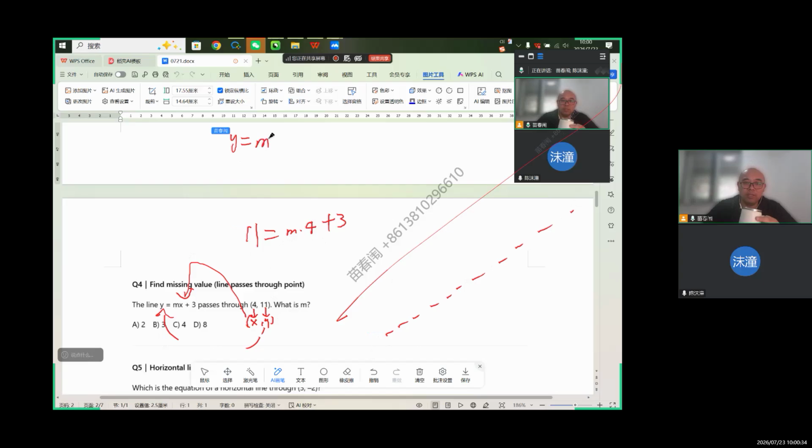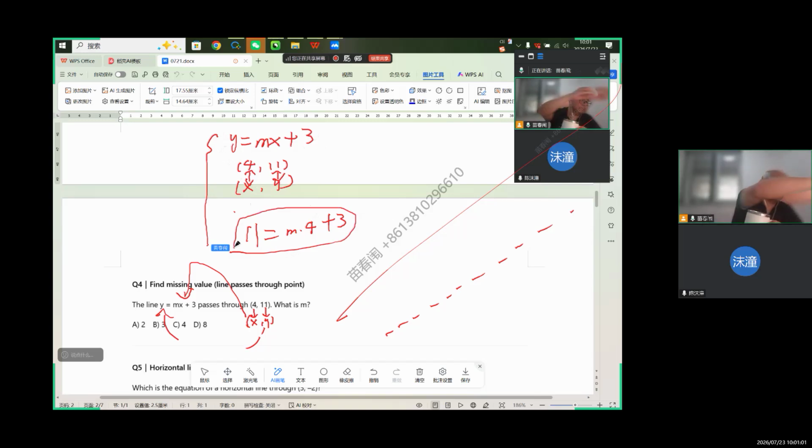This is the longest I write for this, because this is what they gave us, right? And then I write 4 and 11. I should plug in x and y, which means my x is my 4, my y is my 11, and then I write this, right? See all this, one step after another. So now you have this equation. How do you solve m then?